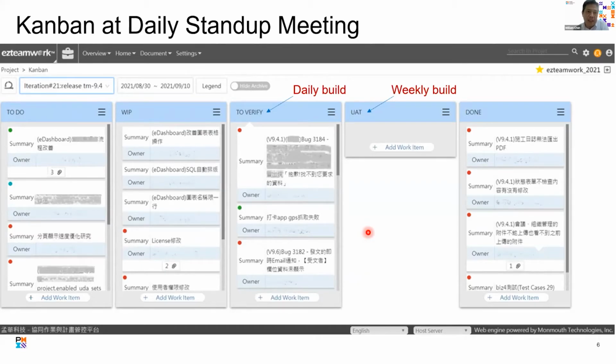During our daily stand-up meeting, we review what's been done. What's been done, as reported by the developers, we move to to verify. What's been verified, as reported by our quality team, we move to UAT. And what's been UAT, or user acceptance tested, as reported by our business team, we move to done. This is done in like 10 or 15 minutes in our daily meeting. So it's a very quick meeting.